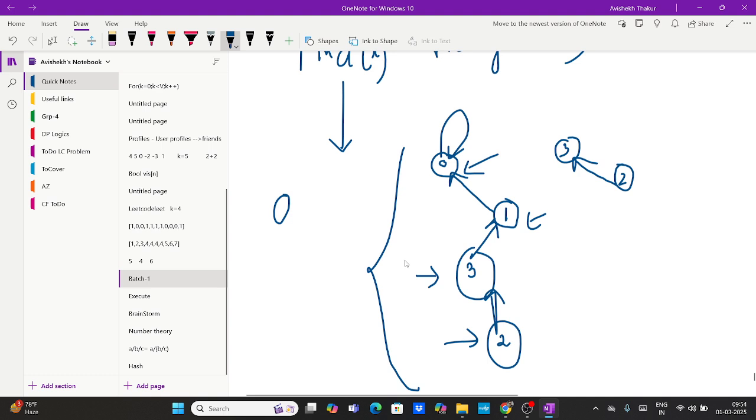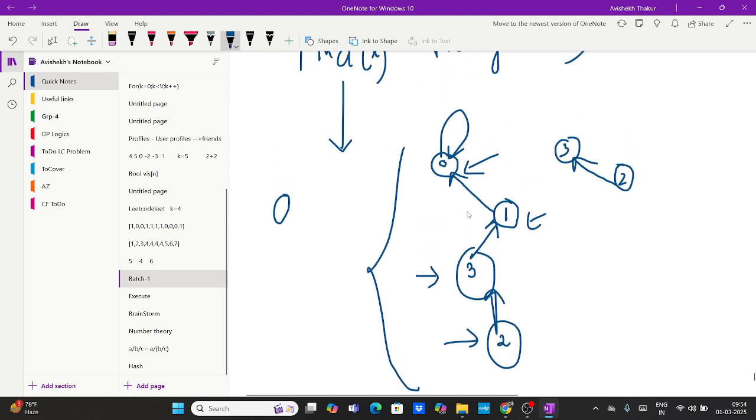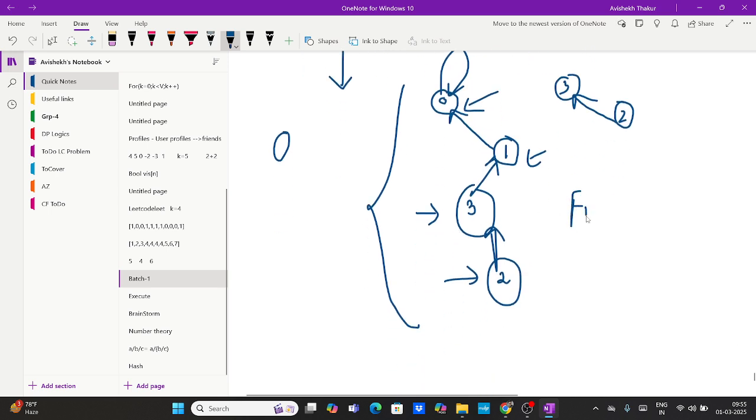Yes, in the tree, if we give any input, it should return the root value, right? Exactly. Find of anything should give you the root or the representative. Okay, cool. So this is the theory of the find. Find of 3 should return 0. Find of 1 should return 0. Find of 2 should return 0. Find of 0 should return 0.